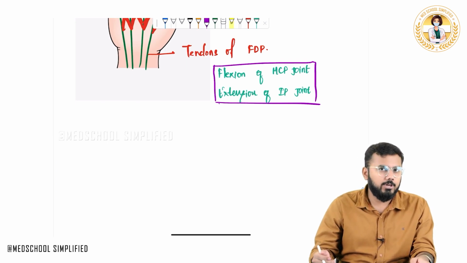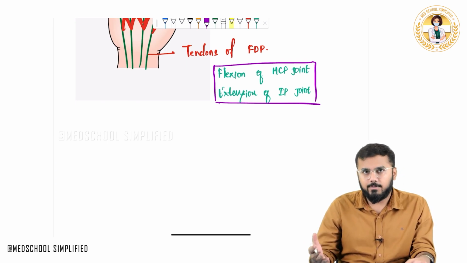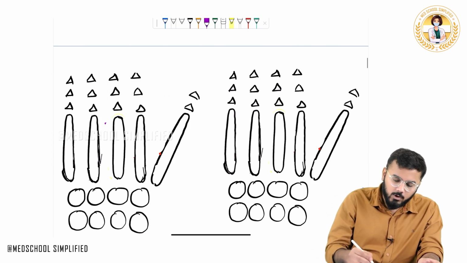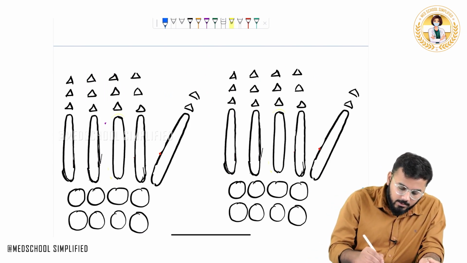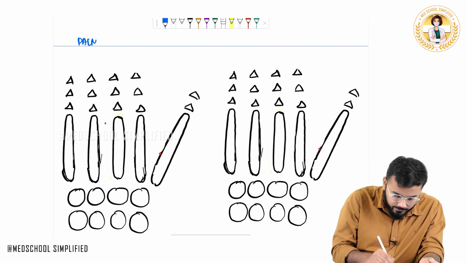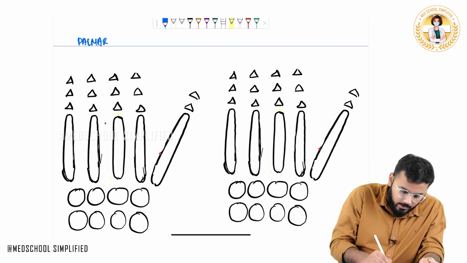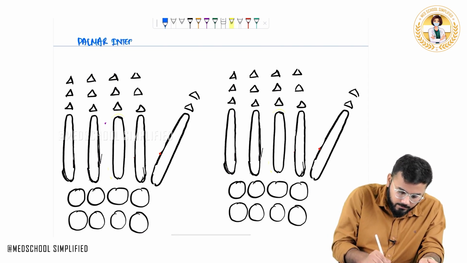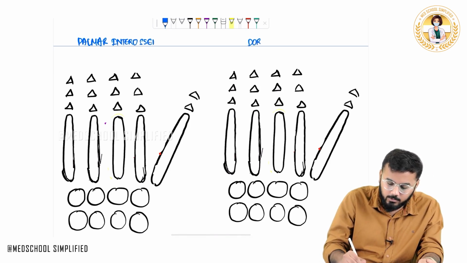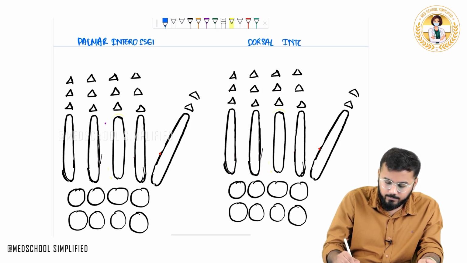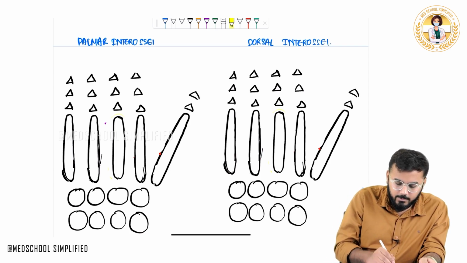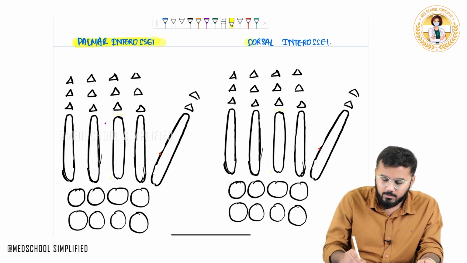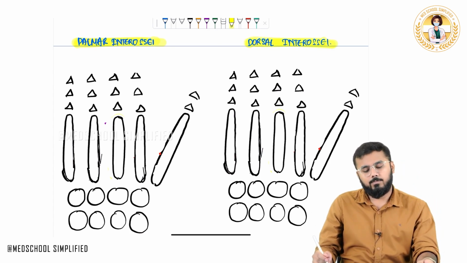We have got two types of interossei, I told you. One is the palmar interossei, another one is the dorsal interossei. So, now what we shall be doing is that we shall be discussing palmar interossei here, and here we shall be discussing dorsal interossei, okay. We shall be mainly focusing on palmar interossei, and on dorsal interossei as well, okay.